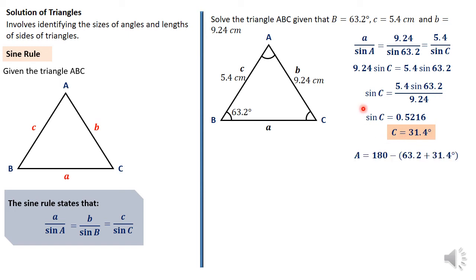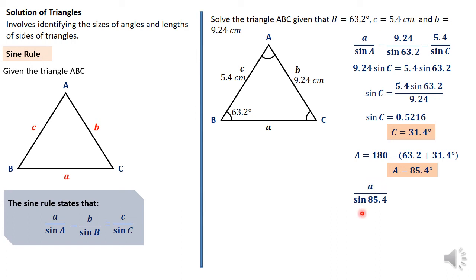Now, we have the angle B and angle C. The angle A therefore will be simply 180 minus the sum of B and C, since angles in a triangle add up to 180, and it's going to be simply 85.4 degrees. We have one more thing to solve, that is a, and we're going to say the following.